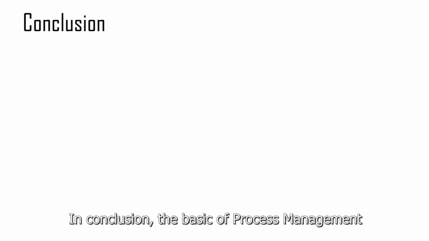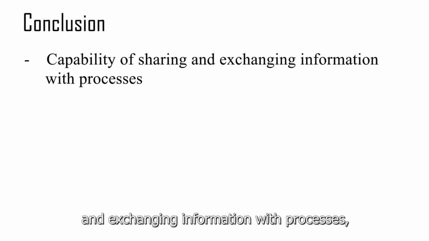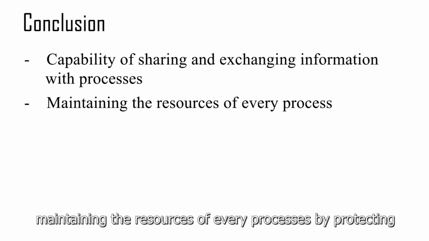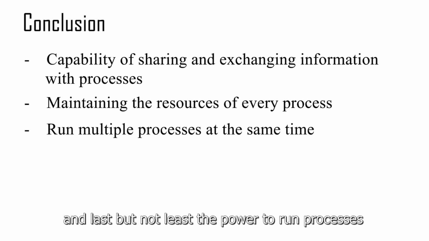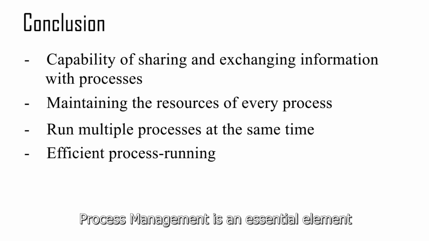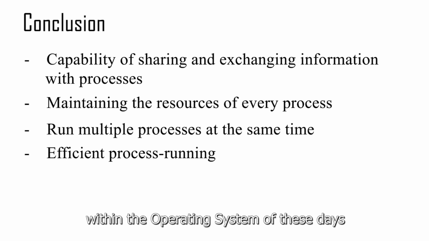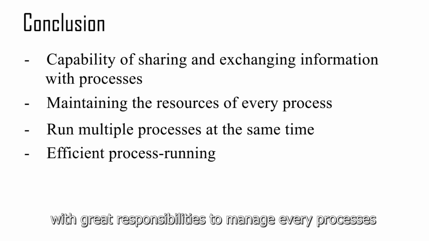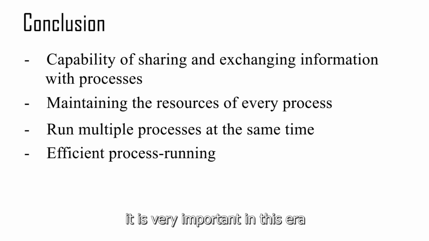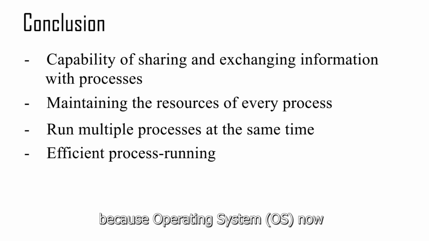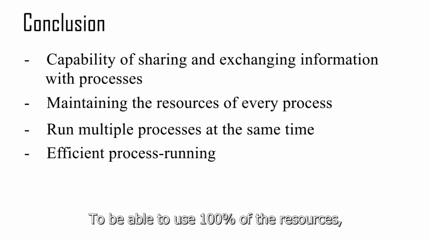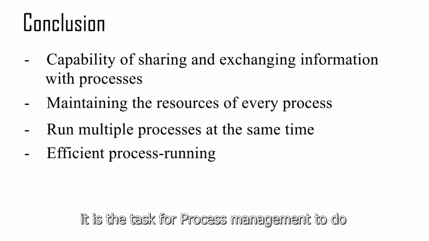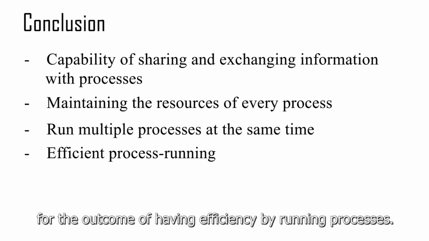Conclusion. In conclusion, the basics of process management are the capability of sharing and exchanging information between processes, maintaining the resources of every process by protecting and allocating the resources to the process, and last but not least, the power to run processes at the same time. Process management is an essential element within the operating system these days, with great responsibility to manage every process of the system that is running. It is very important in this era because operating systems now have to face multiple programs at once. To be able to use 100% of the resources, it is the task of process management to achieve efficiency by running processes.